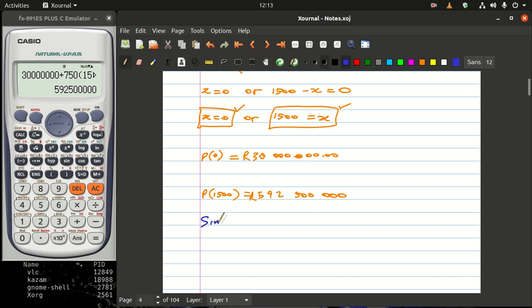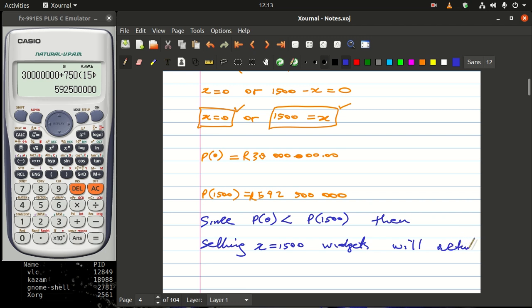So what do we actually do? We just say that since p of 0 is 30 million, which is less than 592 million and 500,000, this one is bigger than that. Because p of 0 is less than p of 1,500, we say that selling x equal to 1500 widgets will actually maximize the profit.